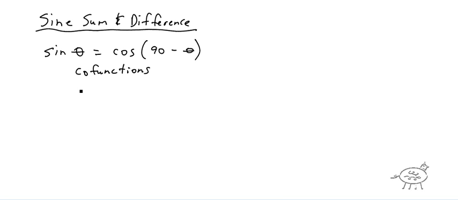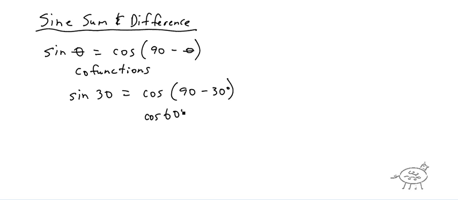Remember that? So in other words, if I said the sine of 30 degrees, that's equal to the cosine of 90 minus 30 degrees, or cosine of 60 degrees. And if you remember, sine of 30 degrees is 1/2, cosine of 60 degrees is also 1/2. Okay, so sine and cosine are cofunctions, so this is actually really important right here.